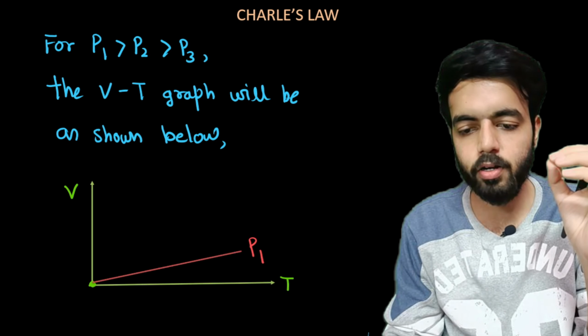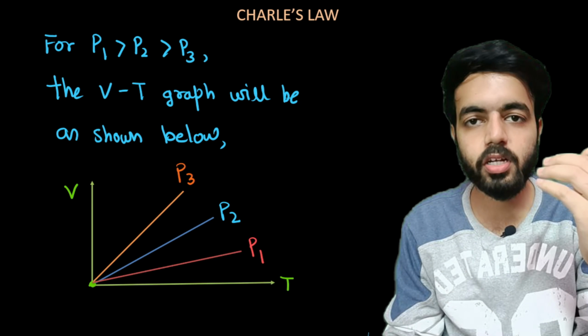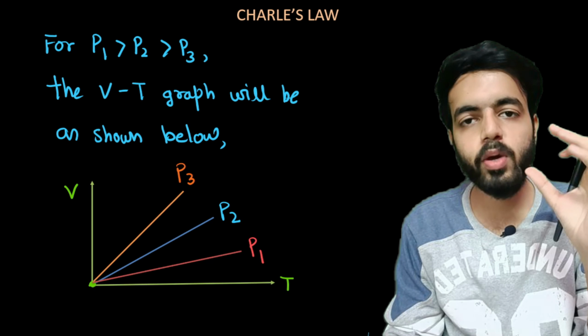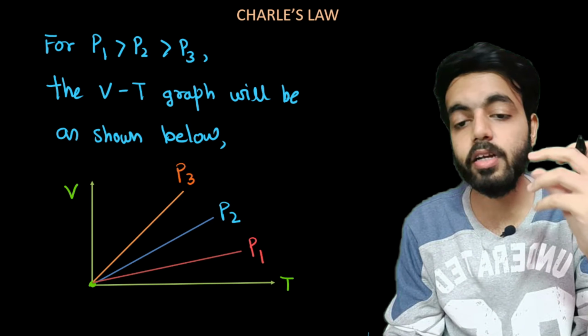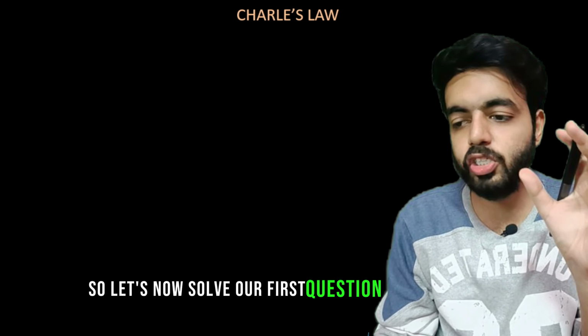Okay, so P1 first graph, then P2, and then P3. So more the pressure, more the line is towards the T-axis. This way you can remember how the VT graph will look under different pressures. Okay, so you must note this. So let's now solve our first question on Charles' law.